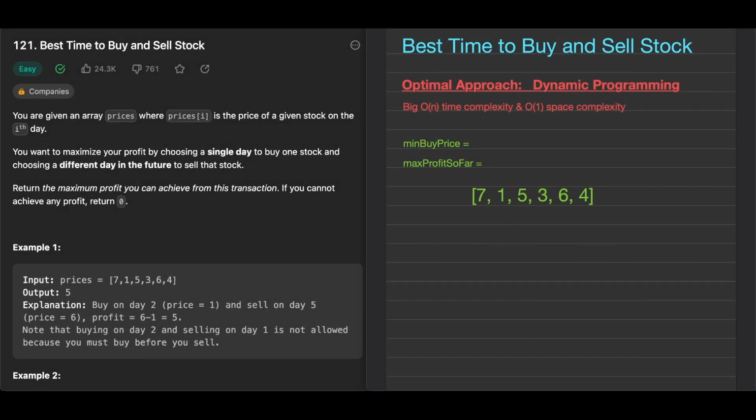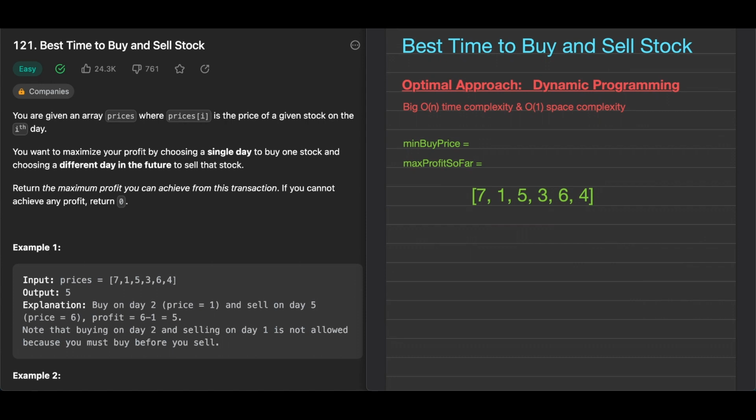Alright, today we're solving Leetcode's best time to buy and sell stock. You are given an array of prices where the value is the price of a given stock on the ith day. You want to maximize your profit by choosing a single day to buy one stock and choosing a different day in the future to sell that stock. Return the maximum profit you can achieve from this transaction. If you cannot achieve any profit, return 0.